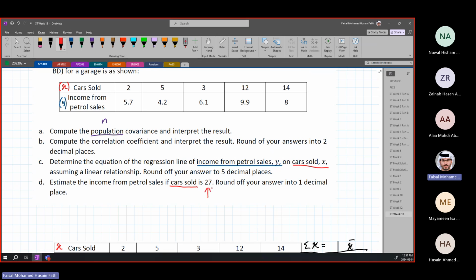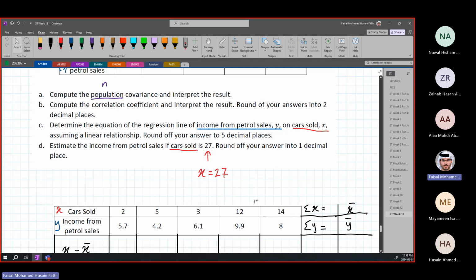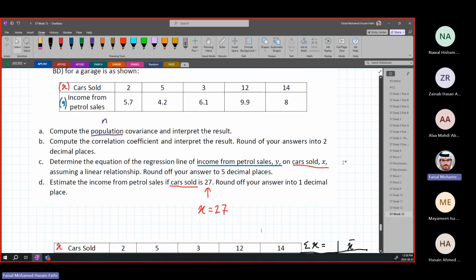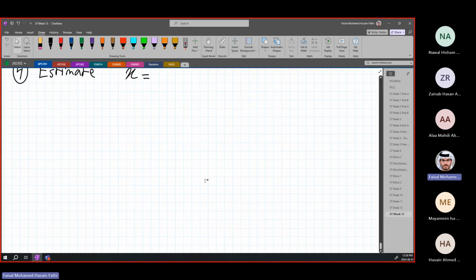So now we know that this is our X value, X equals 27. I'm not sure if they're going to test you on this, but make sure that what they're asking for is the X value. If they're talking about the income, for example, estimate the number of cars sold for an income of this much, then your Y value is going to be that number, not your X value. Just in case, make sure you are reading the question. When you're talking about cars sold, it's going to be X. If you're talking about income, you're talking about Y. In this case, it is simply X.